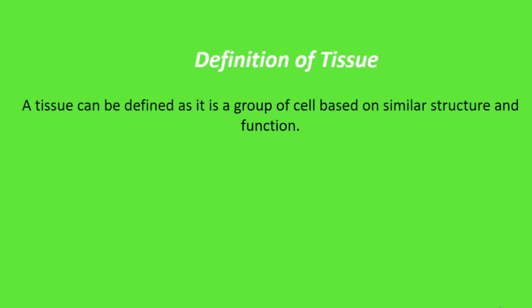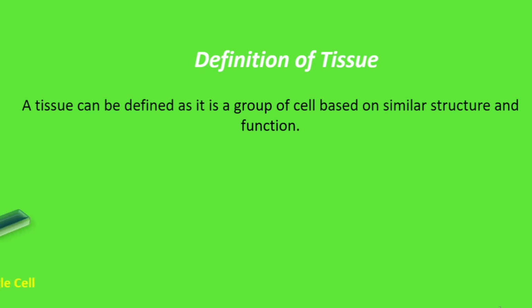A tissue can be defined as a group of cells based on similar structure and function. As we know, the human body is a complex structure and it contains trillions of cells. When some cells having similar structure and function come together and form a group, this group is known as tissue.